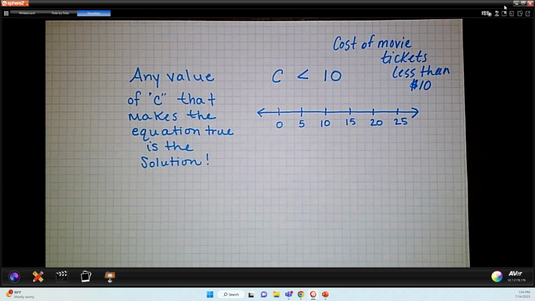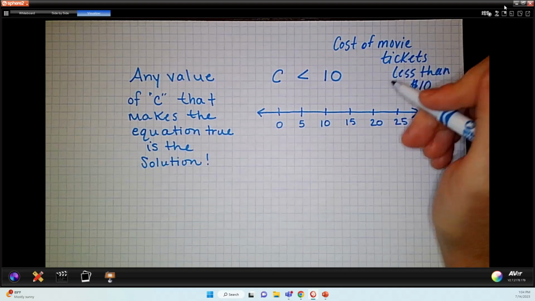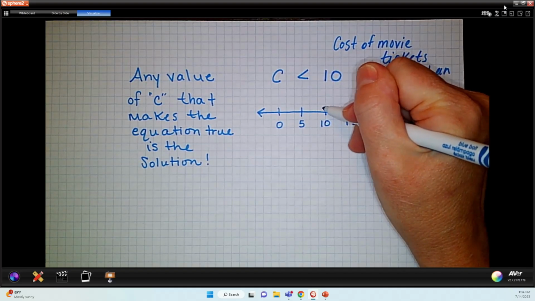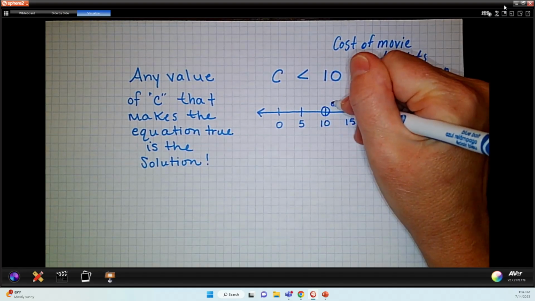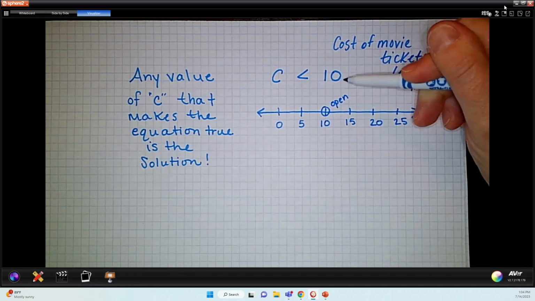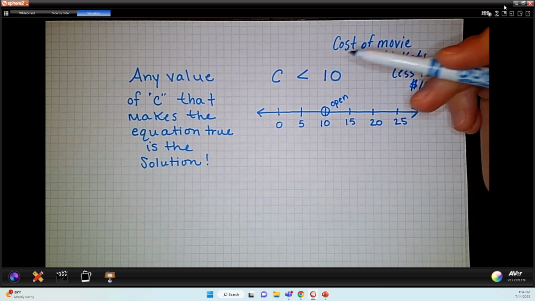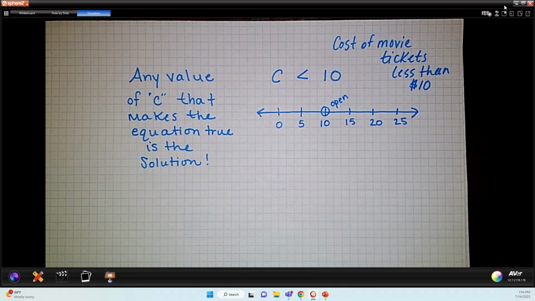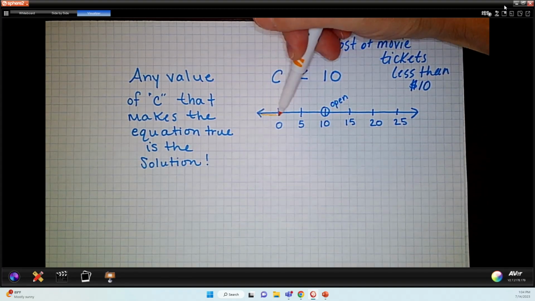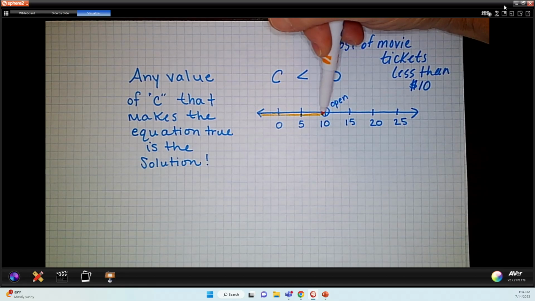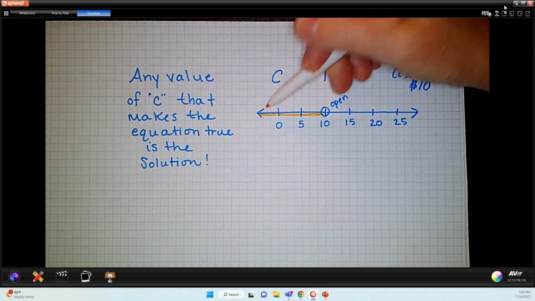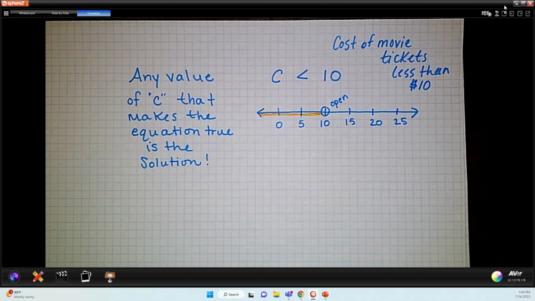So we would represent this on a graph by finding 10, and it would be an open circle because the price does not include 10. The cost is less than 10. The price of tickets, the cost of a movie ticket, is less than 10. So any value less than 10. Students would shade in on the number line any value less than 10, and we would test it by picking any number on that number line to see if it was true.